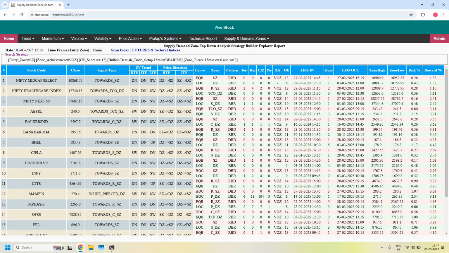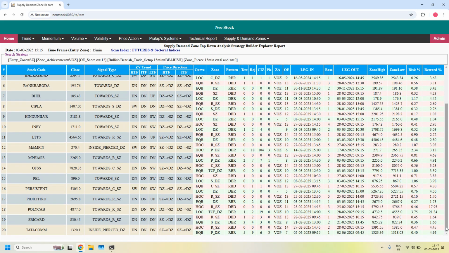So first 15 stocks in the list. Scrolling the list down. So total 20 stocks. All these 20 stocks are supporting the bearish trade setup for the daily income trade, and the entry time frame zones are 15 minutes supply zones. All these are 15 minutes supply zones, entry time frames.